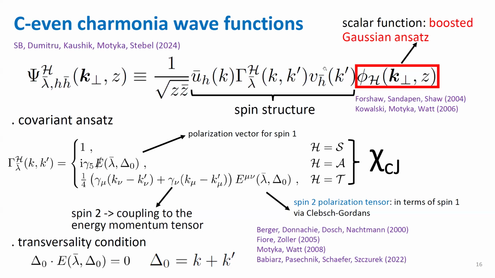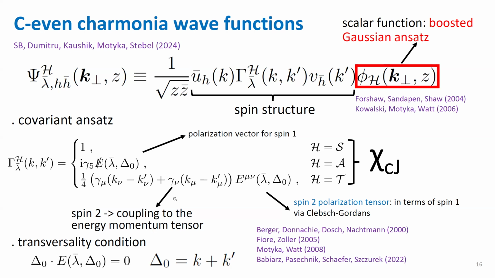For the spin structure, we have this vertex for which we choose a covariant ansatz that will change depending on whether we consider the scalar chi-c quarkonia or the axial vector. Then we have this gamma mu contracted with the polarization vector. And then the tensor quarkonia has this energy momentum current and the spin-2 polarization tensor.